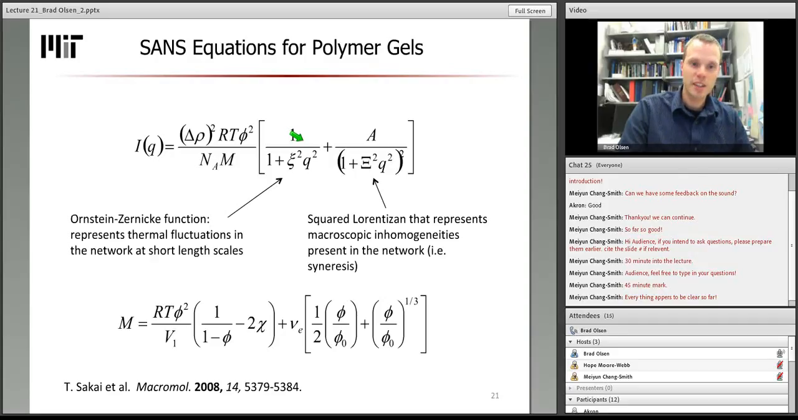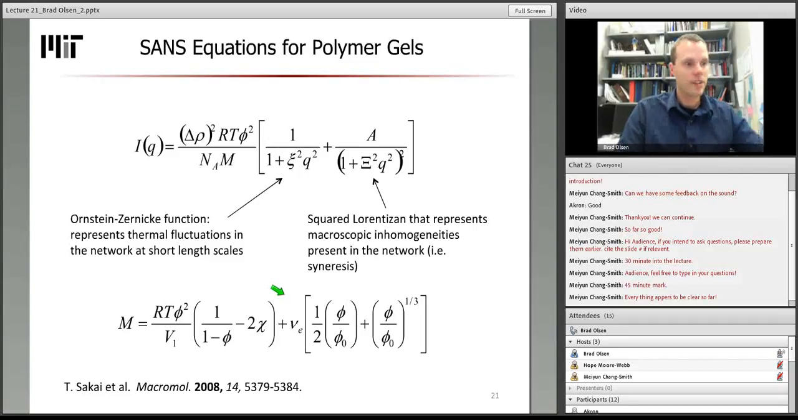And then down here, the osmotic factor, the second equation, is essentially related to, again, this Pepys-Merrill equation. This is capturing the equilibrium swelling of the gel according to our well-known equations of hydrogel swelling.